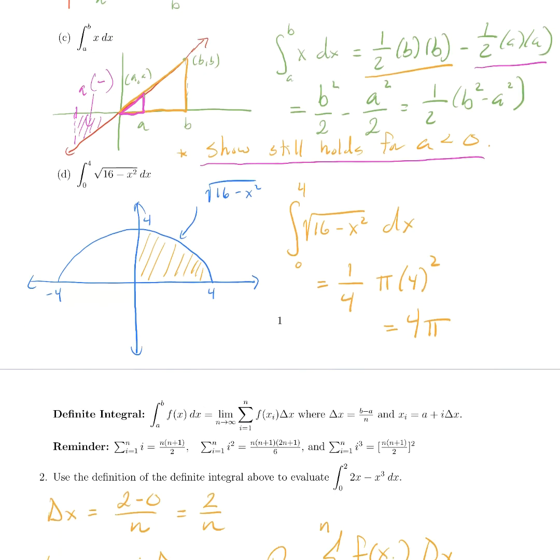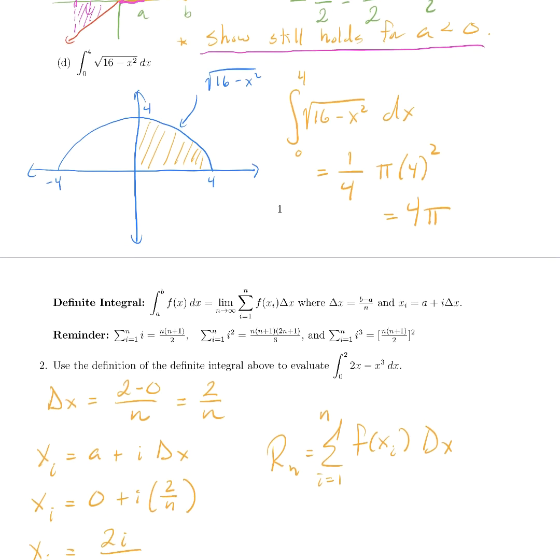Okay, next one is the integral from 0 to 4 of the square root of 16 minus x squared. This is a function that we won't be able to integrate until we get the idea of trig substitution in Math 142. So we're a ways away from being able to handle this integral, but we can handle it just with geometry. So what does that function look like?